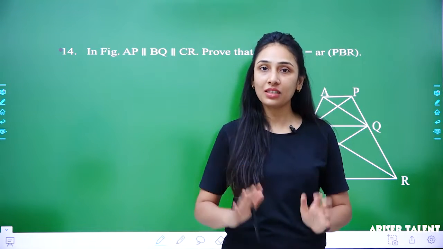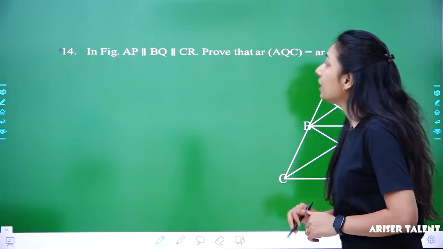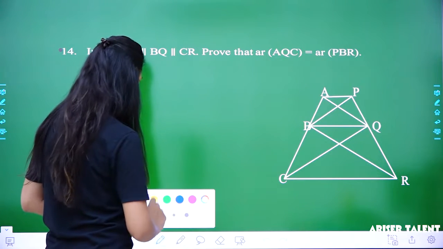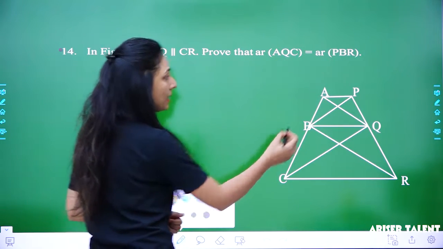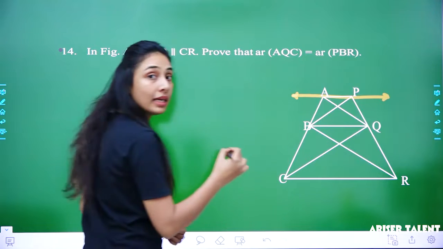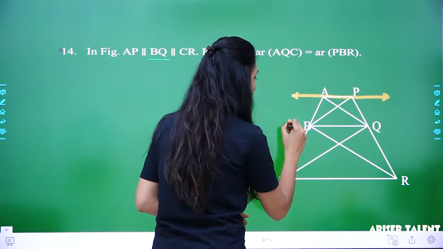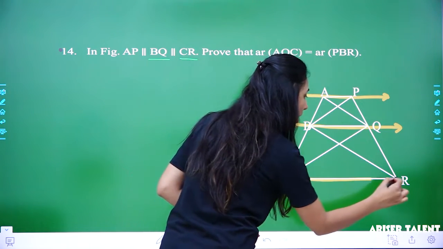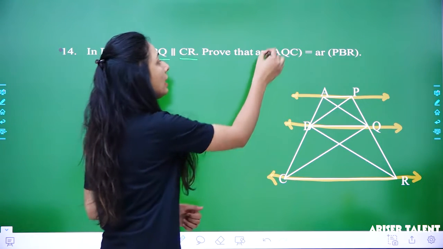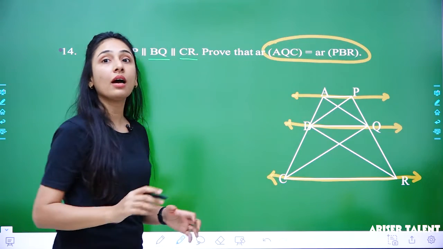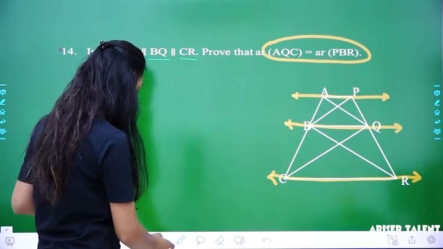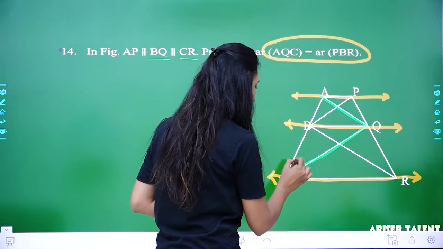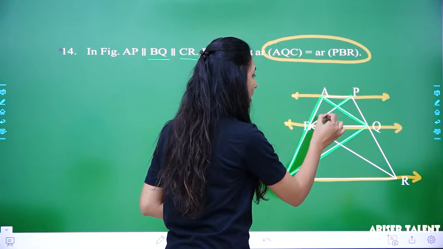Alright, so let's start with today's first question. In the figure, AP is parallel to BQ is parallel to CR. So, what is given to us, guys? This AP is given parallel to BQ, and this BQ is parallel to CR. Now, we have to prove that the area AQC is equal to area PBR. We have to be very focused about what these areas are. AQC, this complete area, we need to prove is equal to the area PBR, this area.